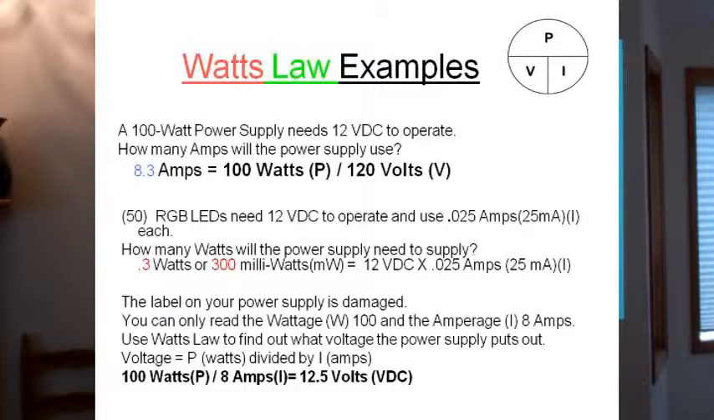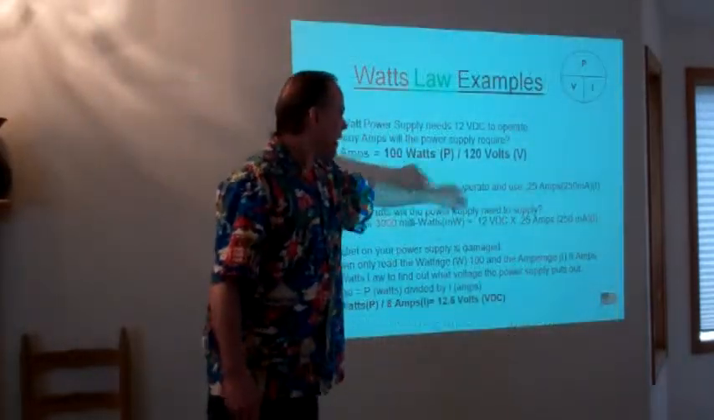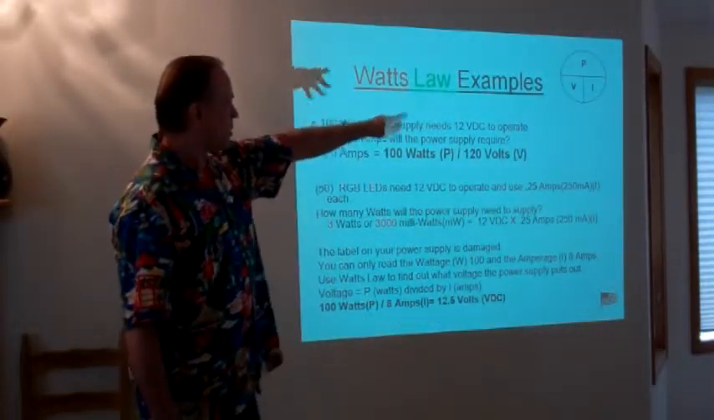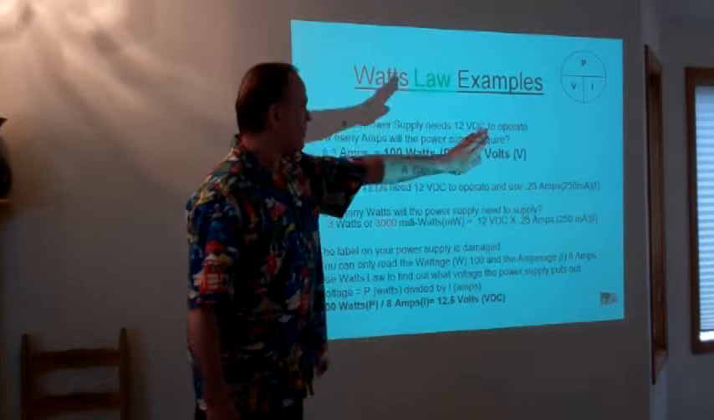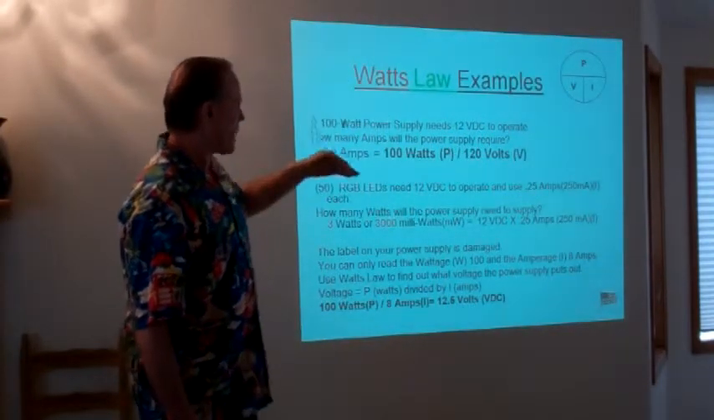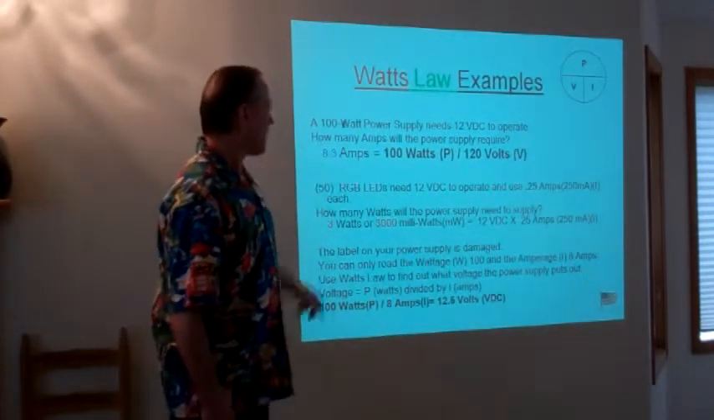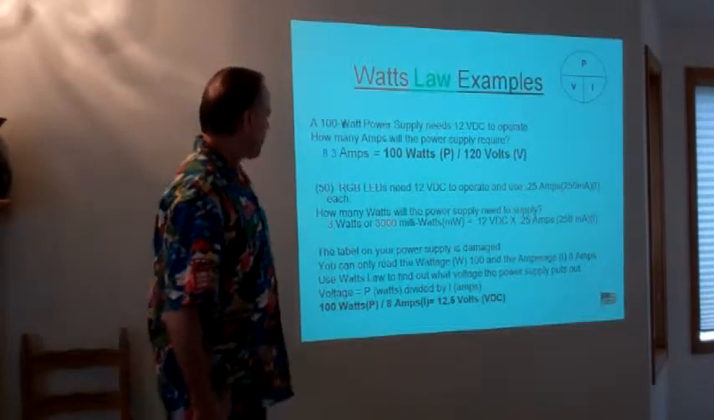Using our Watt's Law, we can figure it out real simply. It'd be 8.3 amps. Again, watts divided by volts. So using our chart, if I'm trying to find amps, I cover my I, and power divided by volts gives me my amps.